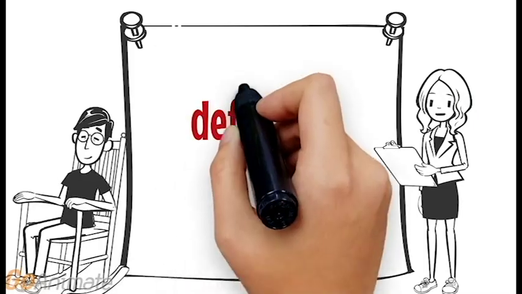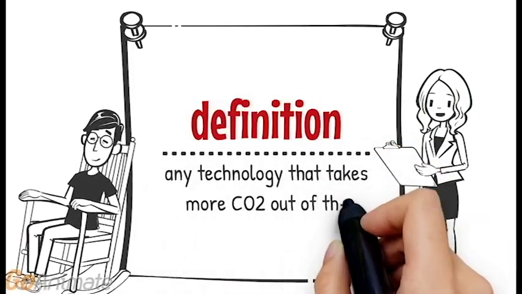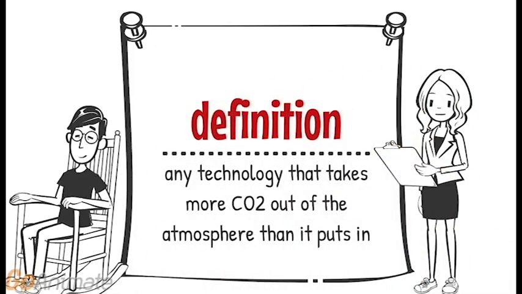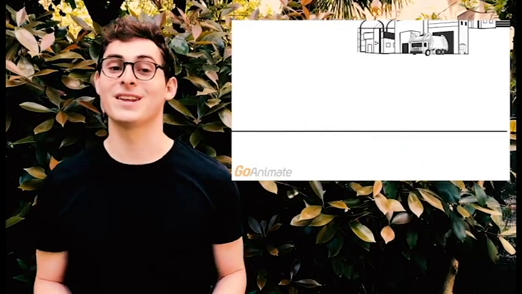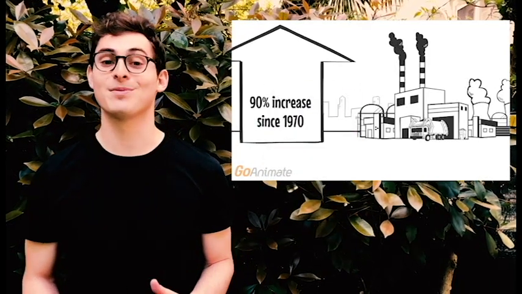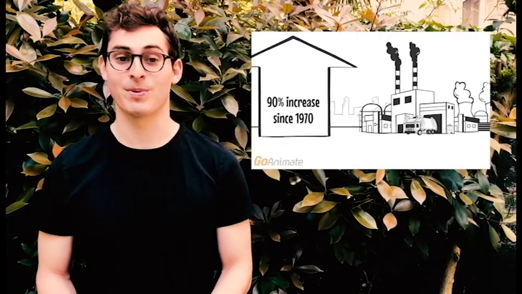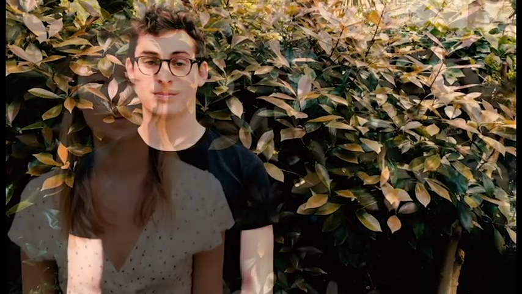Negative emission technology is the name for any technology that takes more CO2 out of the atmosphere than it puts in. As I'm sure many of you are aware, carbon emissions have increased significantly since the 1900s. Since 1970, CO2 emissions have increased 90%, with emissions from humans contributing about 78% of the total increase. This has increased the global temperature, and if emissions continue to rise, the temperature will follow suit at an alarming pace, which has adverse effects on the global climate.